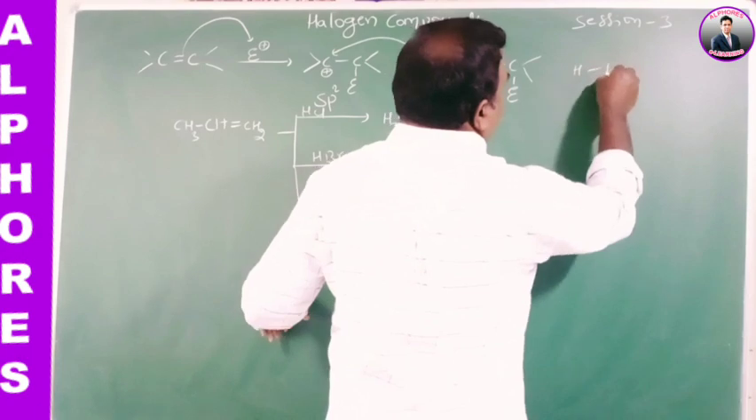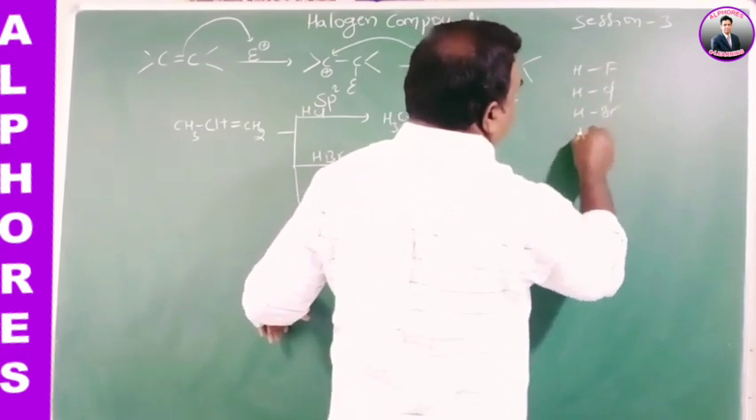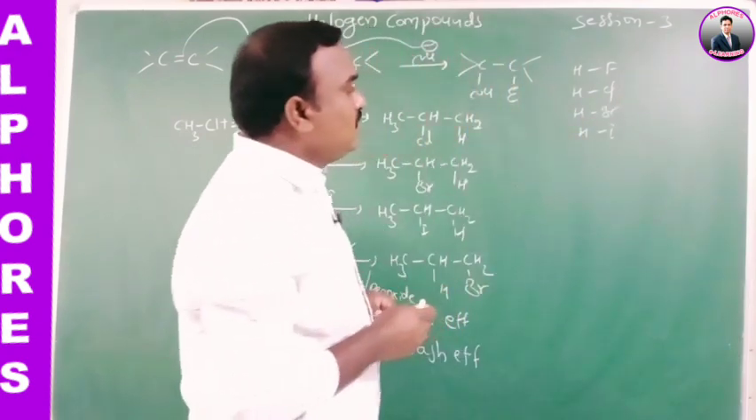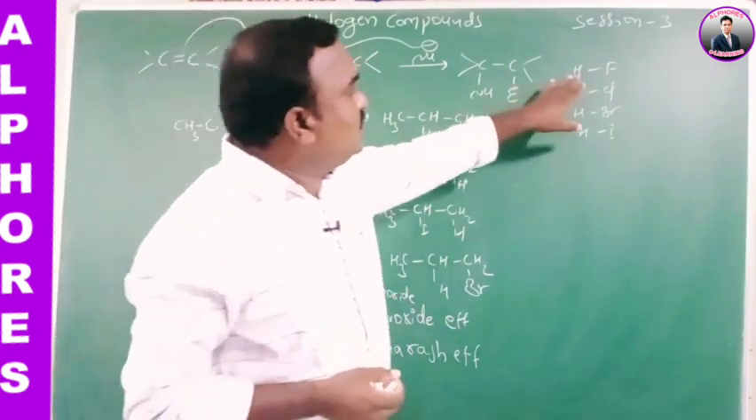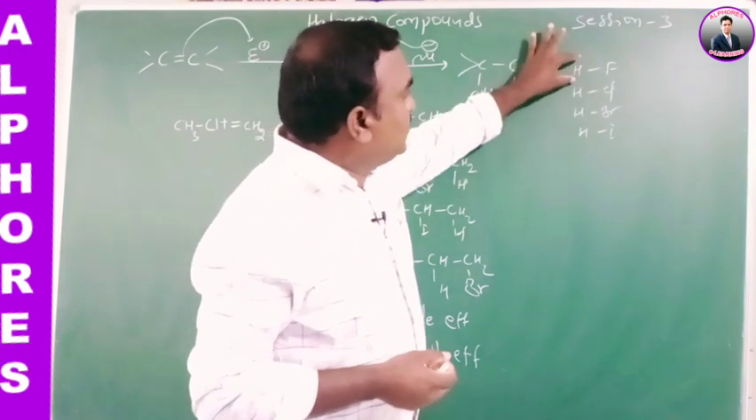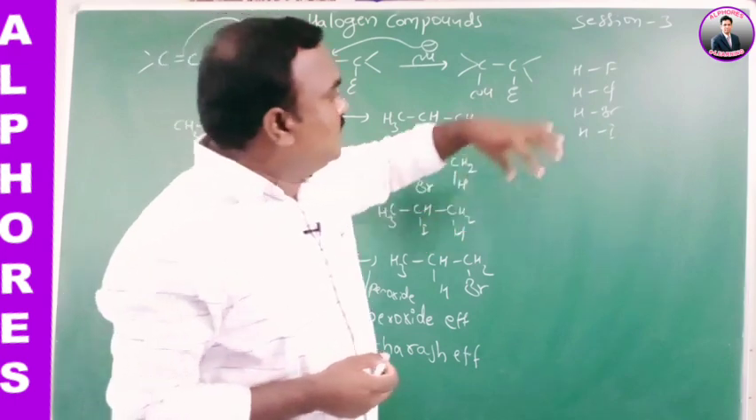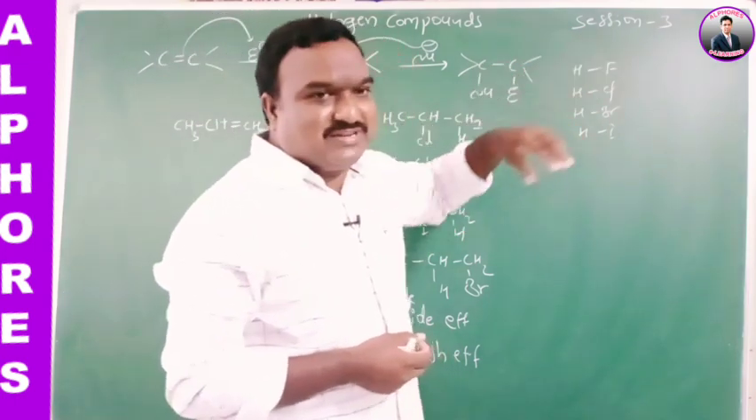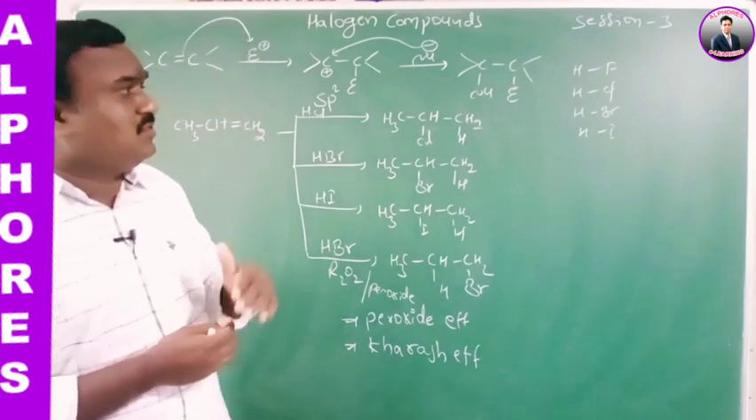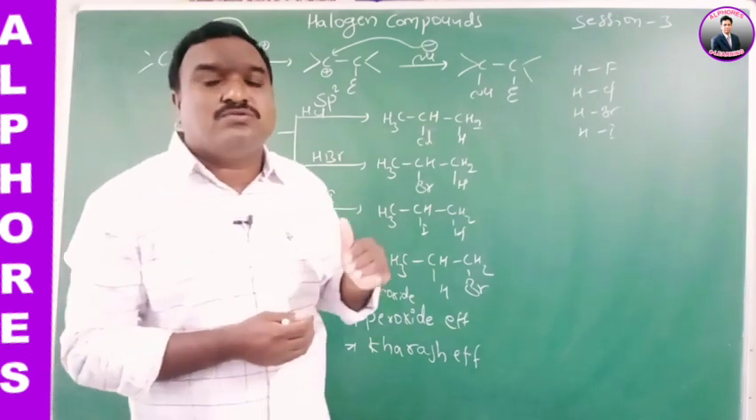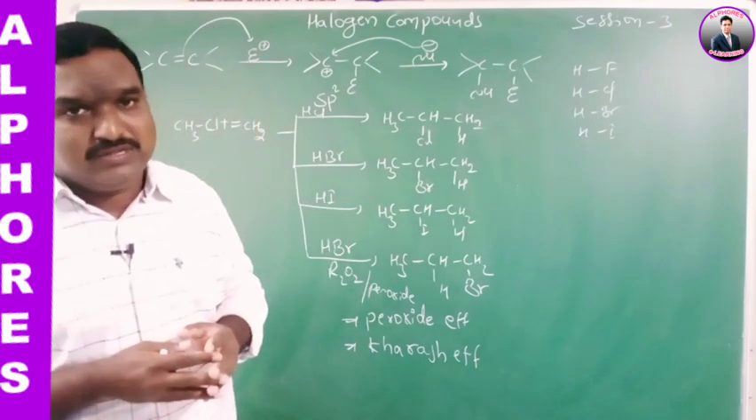HF is given, HCl is given, HBr is given, again HI is given. According to polarity, that means according to bond nature, the electronegativity difference is more. Here also, the same thing, the electronegativity difference is more. Even if peroxide is given, both molecules undergo heterolytic cleavage but not homolytic cleavage.